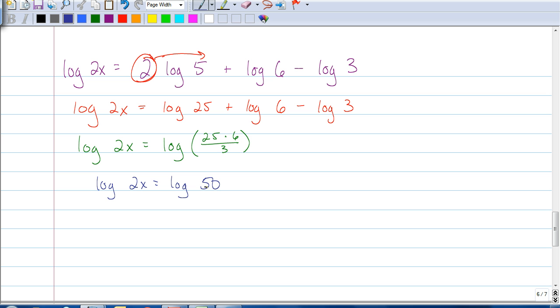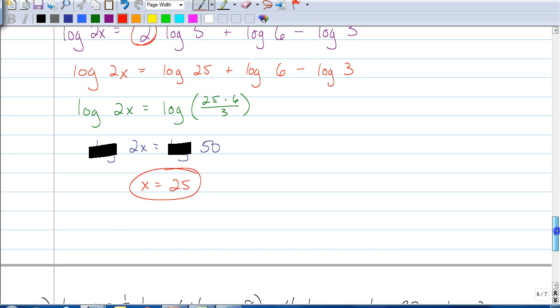So we have this written as a single logarithm on the right, and we have a single logarithm on the left, so we could ignore those logarithms for right now. And you see that we have 2x equals 50. So if you divide by 2, that gives you your answer of 25. So if you got that, good job. That can be a tricky problem.